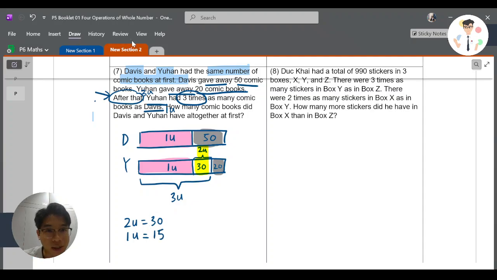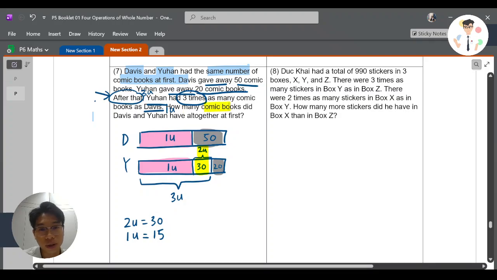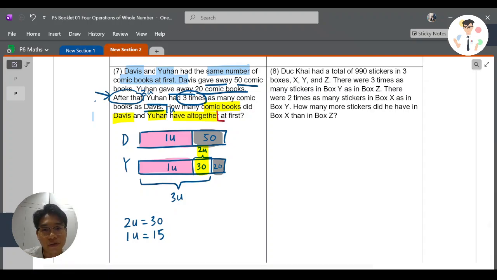Now, let's look at the main question. We are not yet done. How many comic books did Davis and Yuhan have all together? Again, what's the keyword? At first. It means that now I want to calculate how many books, and that needs to include the black color part. Why, teacher? Given away already, right? Yes, but here it says at first. So I know 1 unit is 15, and this gray color part is 50. So 15 plus 50 gives me 65.